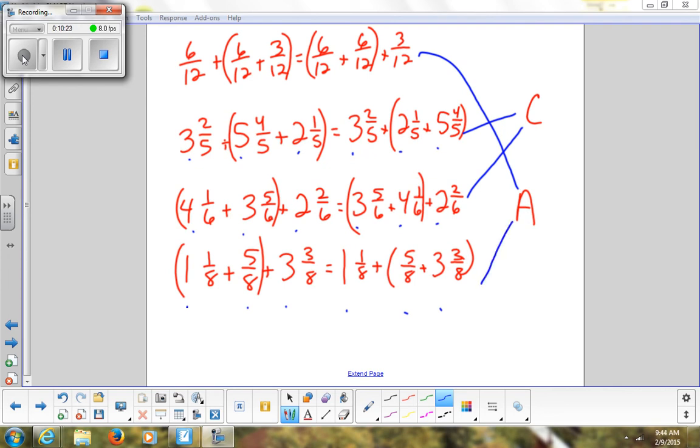Okay. All right. Any questions about that? No. Okay. Always look at the order when you're trying to figure out associative and commutative. Look at the order of the numbers. All right. Let's take a look at 710.